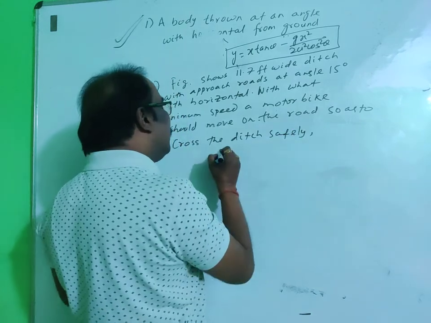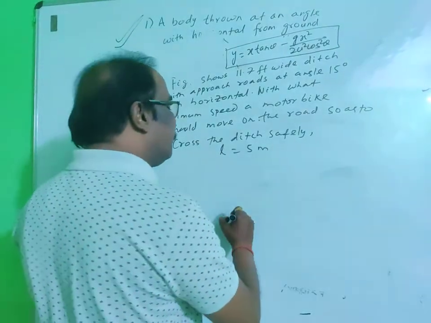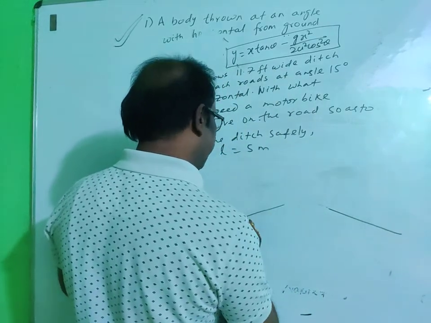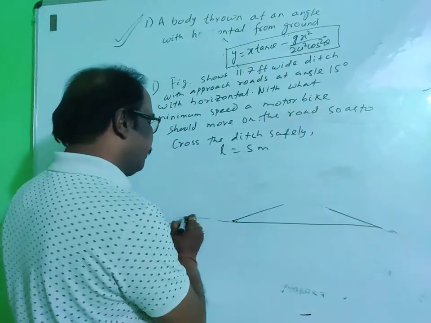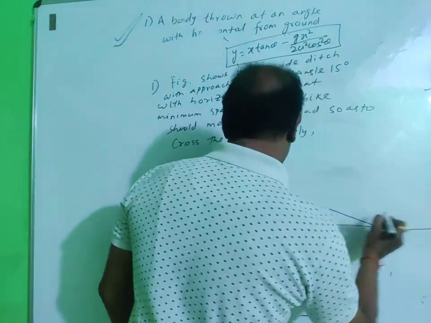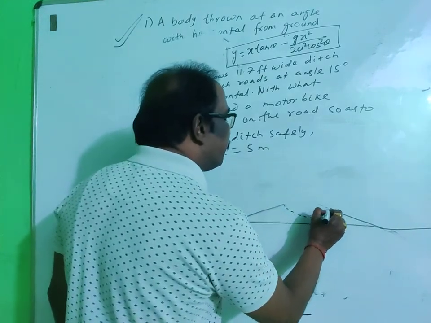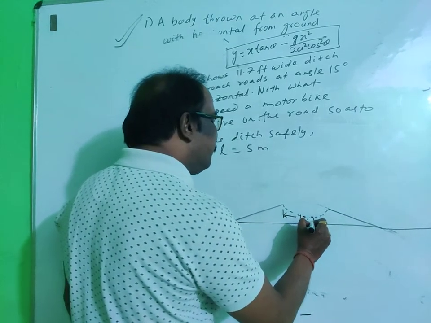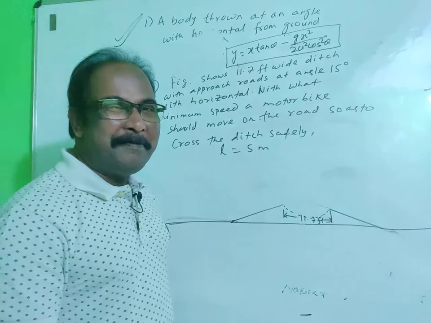It is given that the length of the motorcycle is 5 meter, and the diagram is like this. This is a ditch. These are approach roads. The motorcycle will move on this road and this is the ditch. It will safely cross the ditch, and the width of this ditch is 11.7 feet. But the length of the motorcycle is 5 feet.